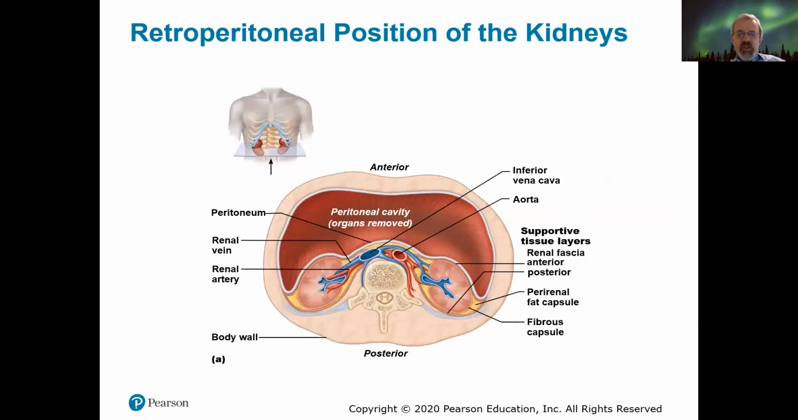All right, so this is a transverse view showing where the kidneys are located. This is the anterior side. This is the posterior side. Here's the vertebrae. What you see in white is the peritoneal membranes. And this area back here where we have the kidneys, also the aorta and the inferior vena cava, this is all the retroperitoneal region.